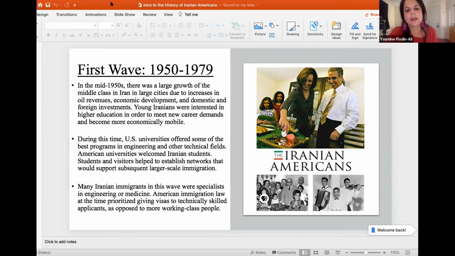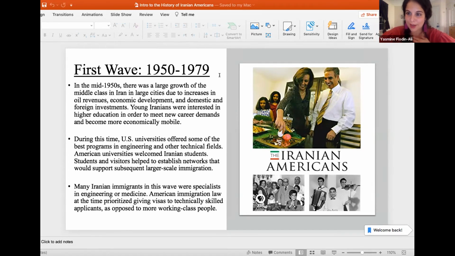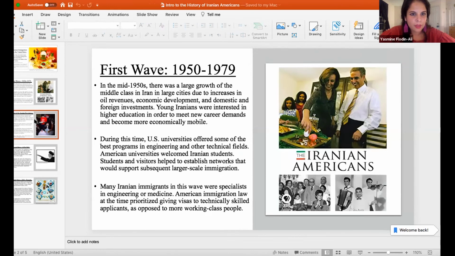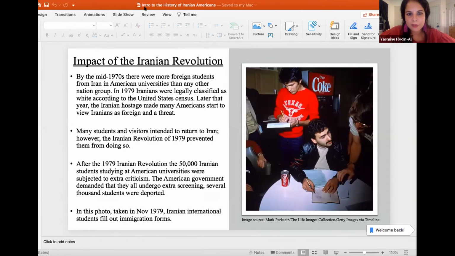And so many Iranian immigrants in this wave were specialists in engineering or medicine. And American immigration law at the time also prioritized giving visas to technically skilled applicants as opposed to more working class people. So we have a lot of folks immigrating who are from more affluent backgrounds. That's our first wave. Then we can talk a little bit about the impact of the Iranian Revolution.